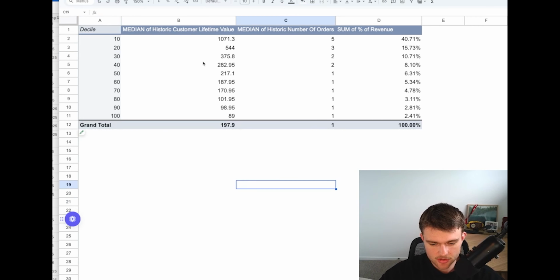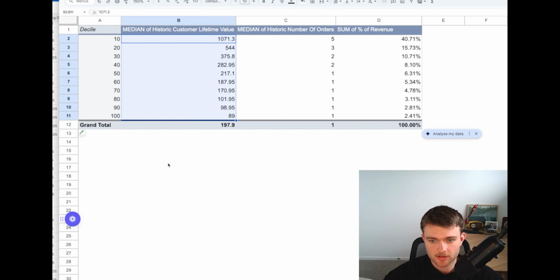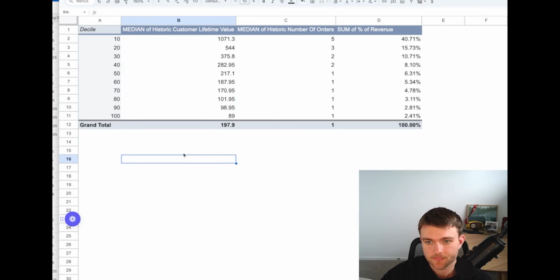Now, pay attention to the values here. Let's go through it. Column B is the median of the historic customer lifetime value, with a total median of these numbers down the bottom. What you can see is that across our whole customer cohort, the median historic customer lifetime value is about $197, and the average is about $313, but the median here being about $197. Obviously, the average is absolutely tanked by the outliers here in the top 10%.